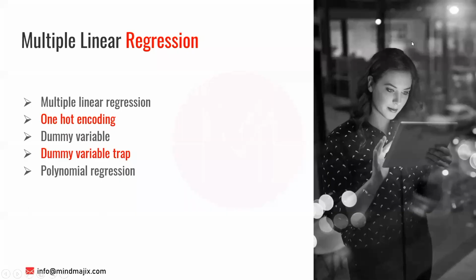In this session we have to discuss multiple linear regression. With multiple linear regression, we can learn many more terms like one hot encoding and the dummy variable trap. Lastly, we can also see one more type of regression called polynomial regression. So let's start with multiple linear regression.